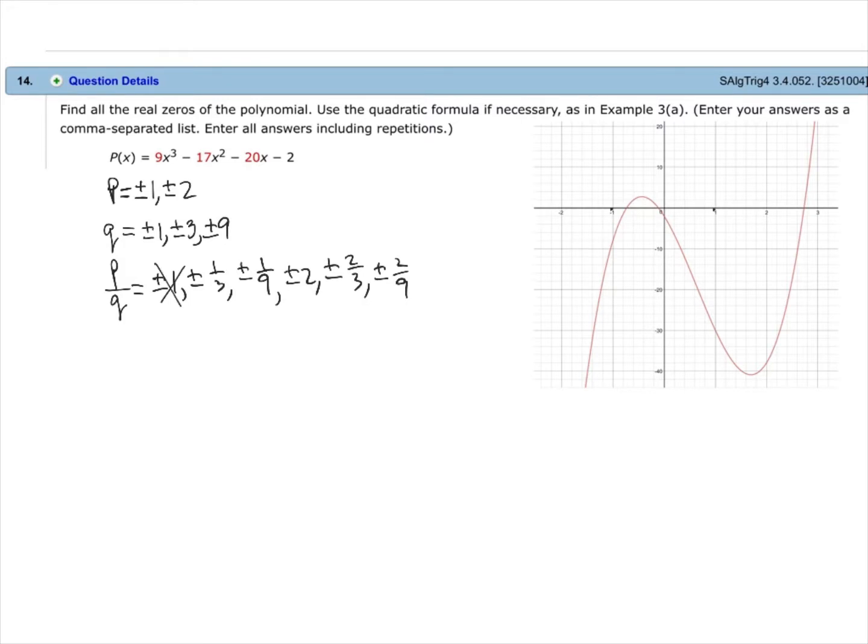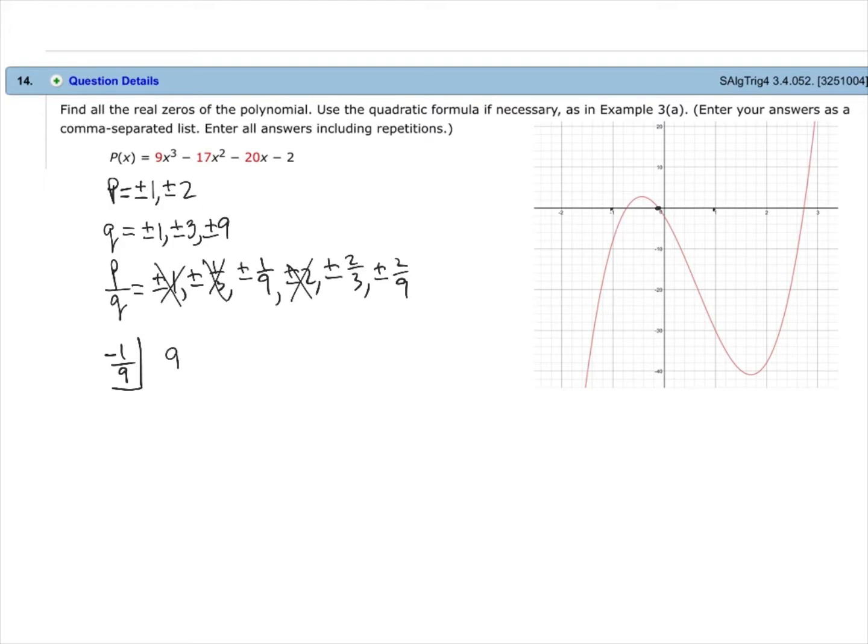We can see that it does not pass through plus or minus 1/3. We can see that it does not pass through plus or minus 2. Now we need to think about these other roots, plus or minus 1/9, plus or minus 2/3, and plus or minus 2/9. It appears that this root could possibly be minus 1/9. So we might begin by performing a synthetic division with minus 1/9.